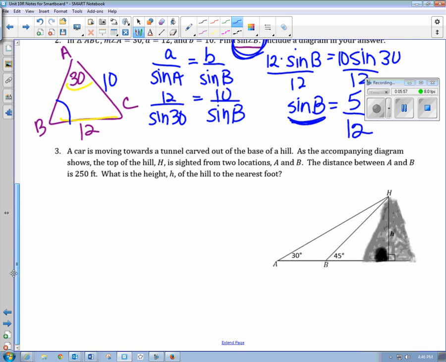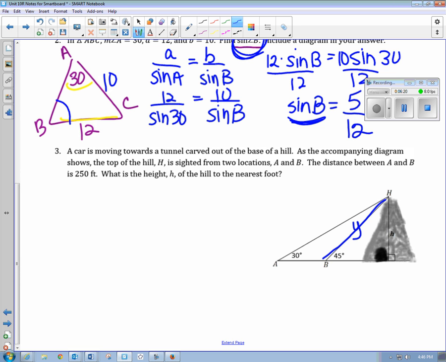In question number 3, it's a word problem. These are extremely typical. It's actually called a double triangle problem because you can see you've got two triangles next to each other that when you put them together make one big triangle. This side right here is called the shared side, and it's very common in these double triangle problems to have to find out how big the shared side is first.